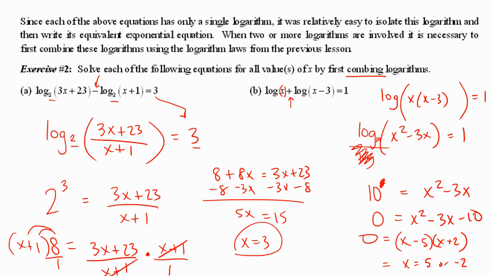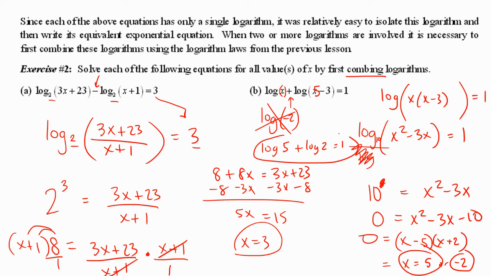But negative numbers are a problem with logs. We can't plug in -2 right here. It doesn't exist. So only the 5 is going to work. Log of 5 plus log of 2 equals 1. It's kind of hard to show that it's true. You have to really check this with a calculator.